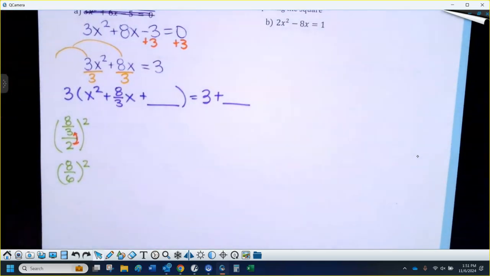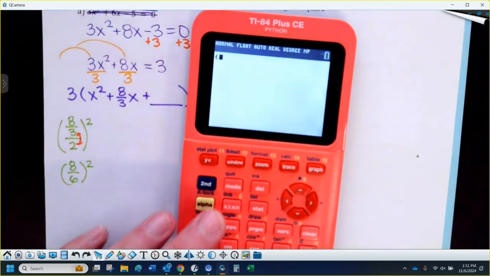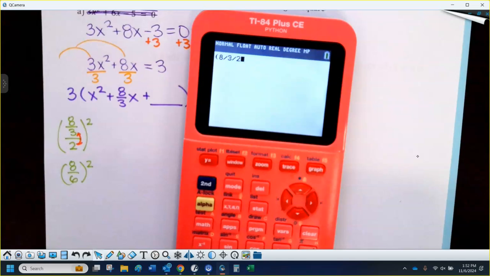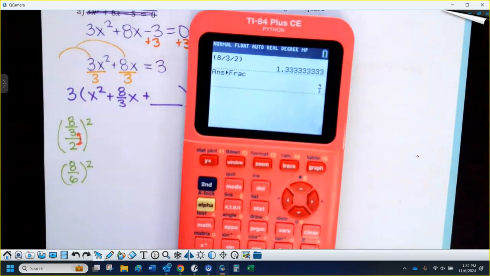Now, if you want to, you can absolutely do this in your calculator as well. So I could literally type it in. Just do 8 divide by 3 divide by 2. It'll have 2 division symbols. And then I would do my math, enter, enter.